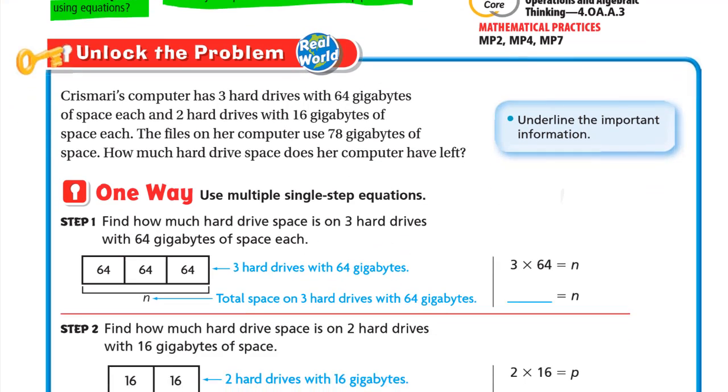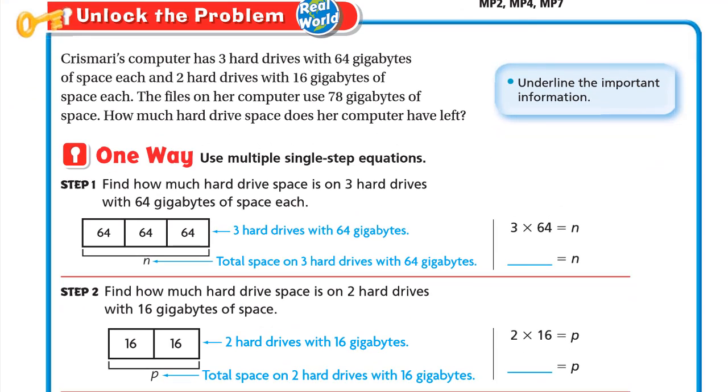Okay, so let's unlock the problem. Grace Mary's computer has 3 hard drives with 64 gigabytes of space each, and 2 hard drives with 16 gigabytes of space each. The files on her computer use 78 gigabytes of space. How much hard drive space does her computer have left? So underline the important information.